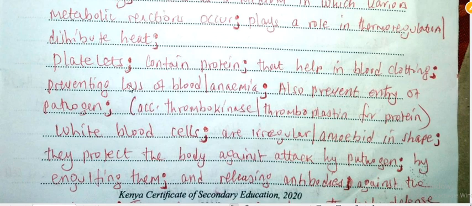Next, we have platelets. They contain proteins that help in blood clotting, thus preventing excessive loss of blood. Excess must be there. Then also prevent entry of pathogens. And the proteins we're talking about involved in blood clotting are thrombokinase or thromboplastin.